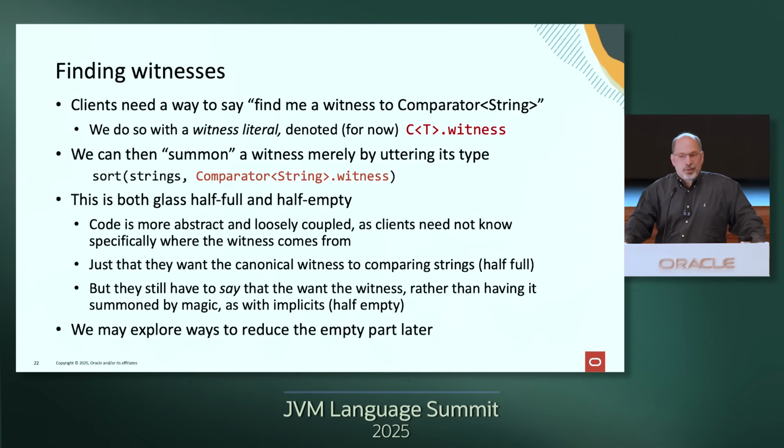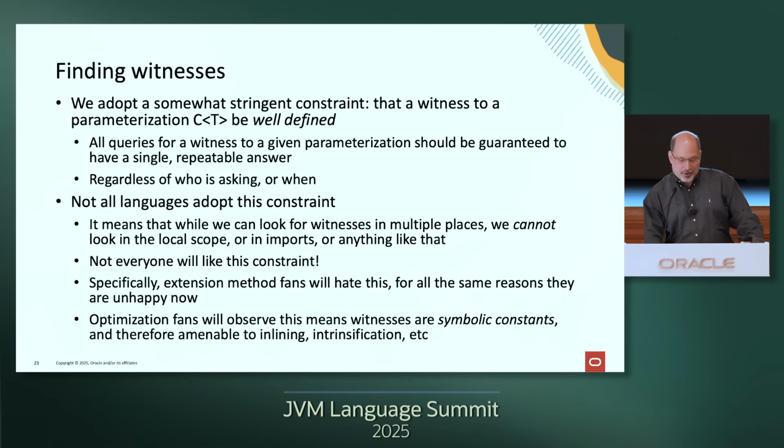Now, people look at this code and they immediately see glass half full, glass half empty. On the one hand, it's more abstract, it's more loosely coupled. I haven't had to go read the Javadoc and ask, what's the name for the comparator that compares strings in the standard order? So that's nice. I don't have to know where that witness comes from. On the other hand, a lot of people would say, why do I even need to say that thing at all? Why can't I just say, sort the strings and have the language figure it out? So we'll explore some ways later on to reduce the emptiness of the part of the glass that's half empty. But for the time being, let's focus on the part that's half full.